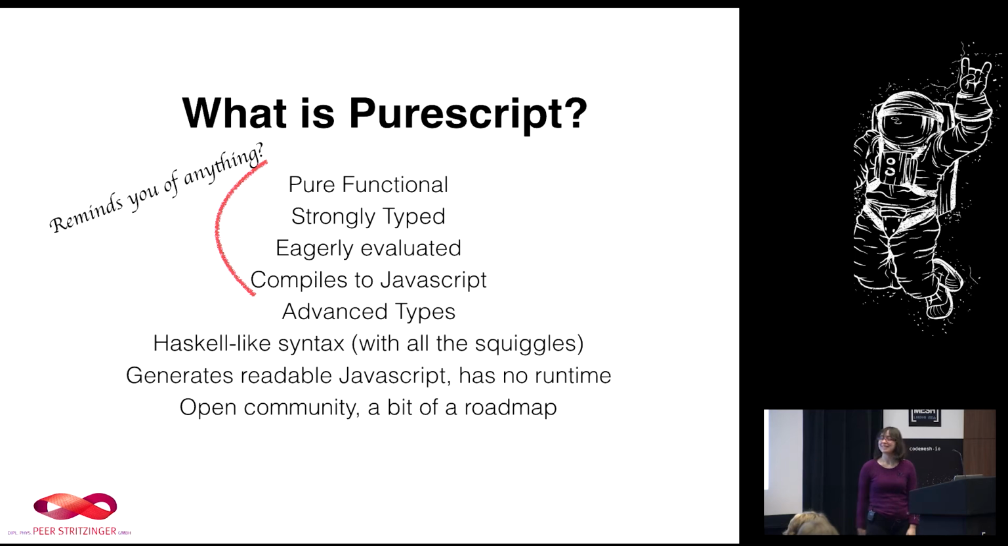Does it remind you of anything? So with that, we were fairly sure we were continuing in an evolutionary way in our road. And it also has advanced types, like monoids, type classes, monads, that sort of stuff. The Haskell-like syntax is really Haskell-like. You get all the squiggles, spaceship operators, all the fun stuff. And it generates readable JavaScript. And differently from Elm, it doesn't have a runtime. So at the end, if you read the code, you don't have to figure out what the runtime does because there is no runtime.